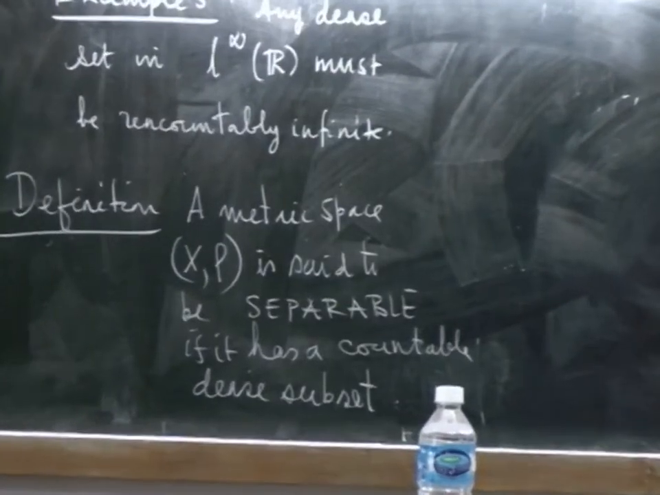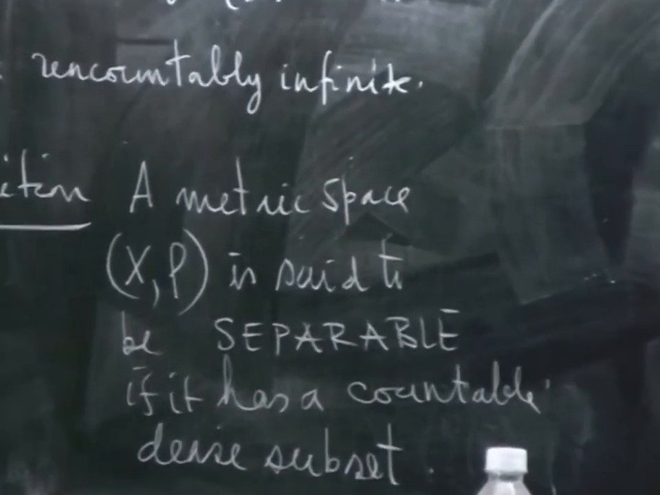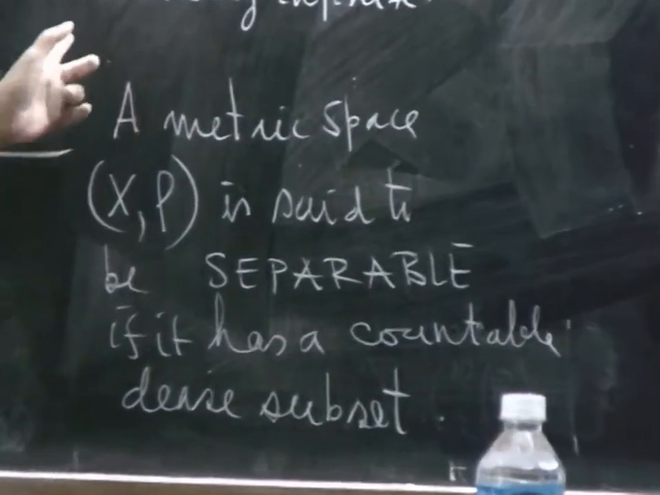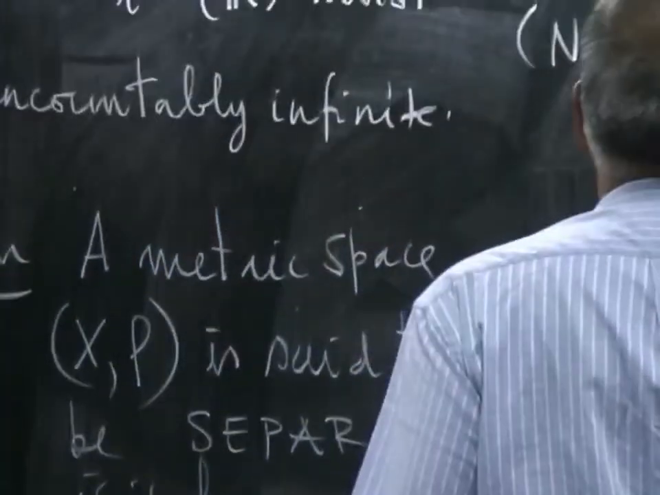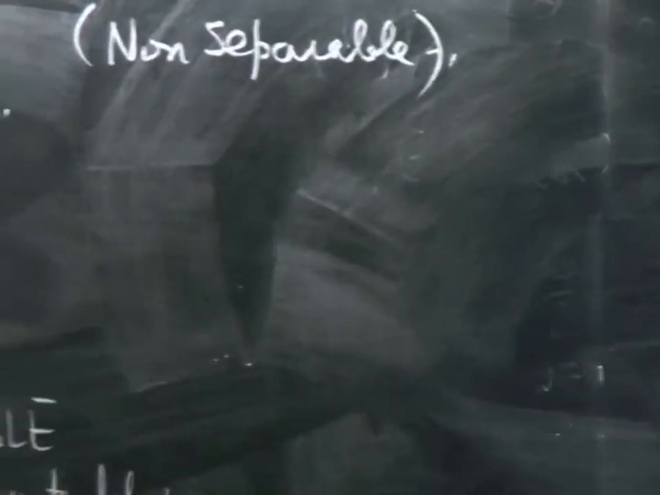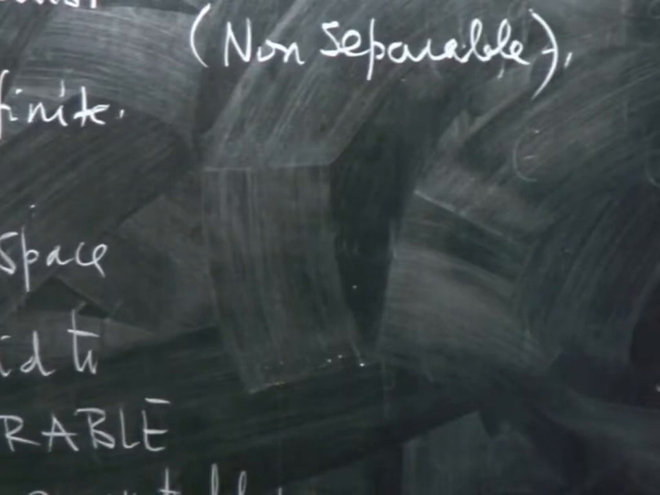All the examples we have seen so far are separable spaces. The first is the non-separable space because it cannot have a countable dense subset. So this is non-separable. All the other previous examples are separable metric spaces.